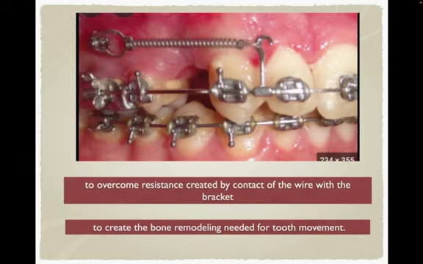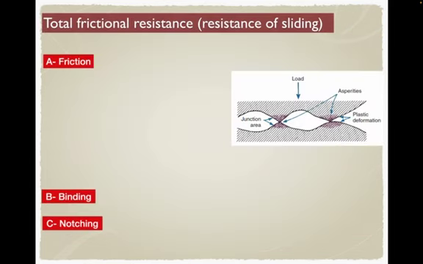So again, if we have to move the tooth, we have to overcome these forces, overcome the contact between the wire and the bracket, and also create bone remodeling. So to summarize, when the wire has to slide, the bracket has to slide on the wire. For it to move, it has to overcome what we call the resistance of sliding. That depends on three factors: friction, binding, and notching.